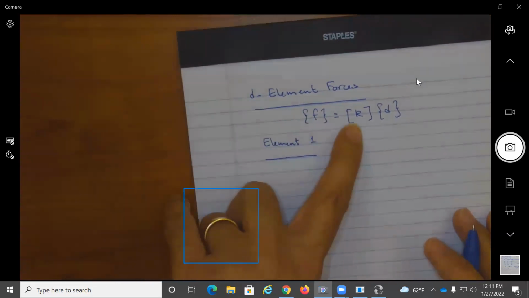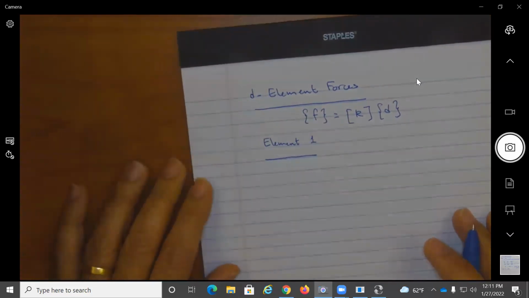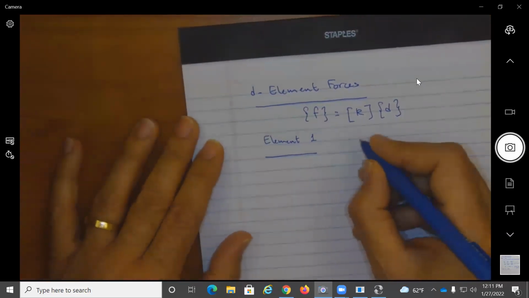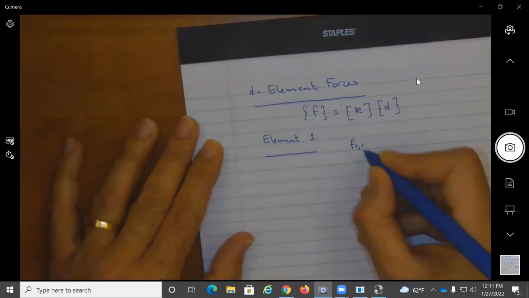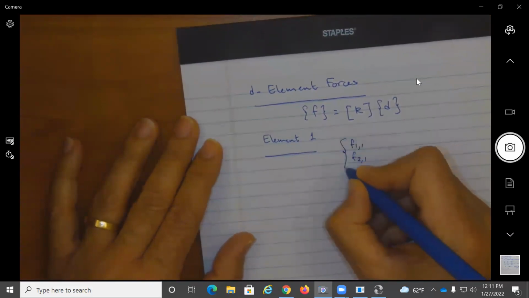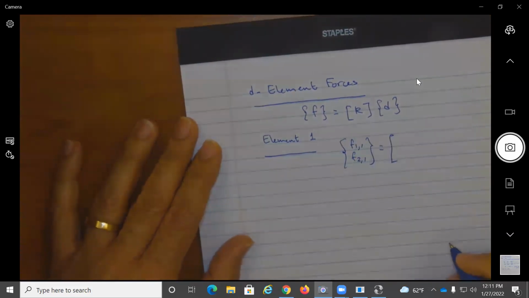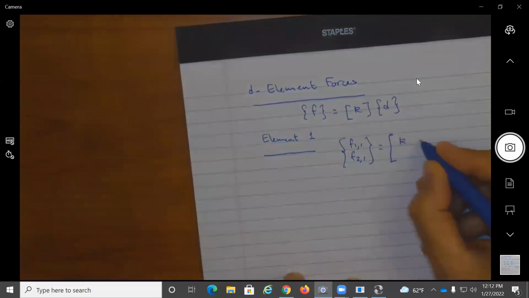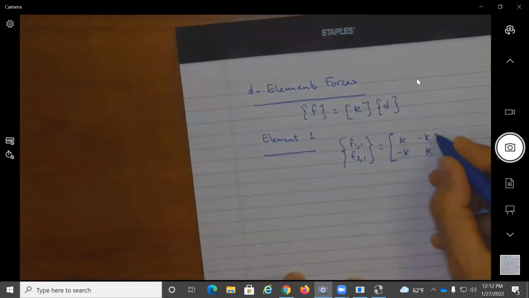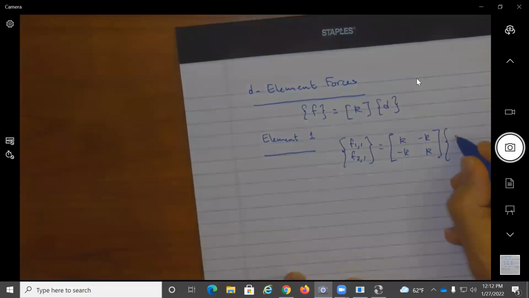We wrote the stiffness matrix earlier, right? So I'm going to use that. I'm going to find F1 of element 1 and F2 of element 1. These are equal to what we wrote earlier, k, minus k, minus k, and k. But now I have the element displacements, which we found to be 0 and 5. So when I do the math here, I'll find that these are going to be equal to -1 and 1 kilonewton.